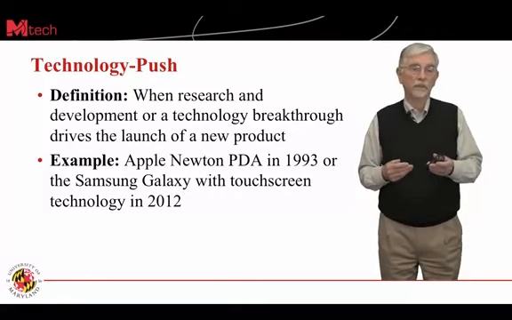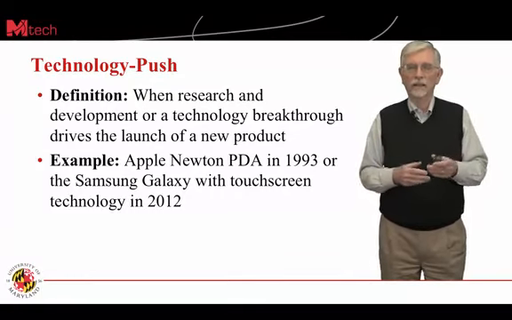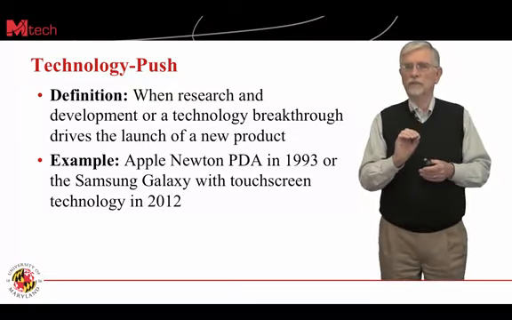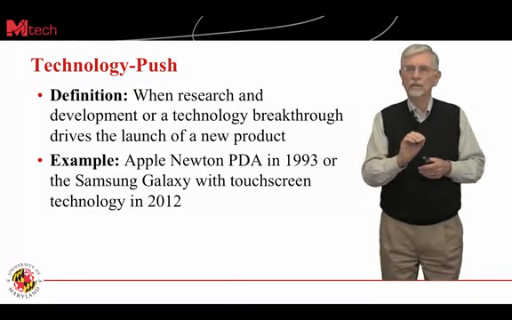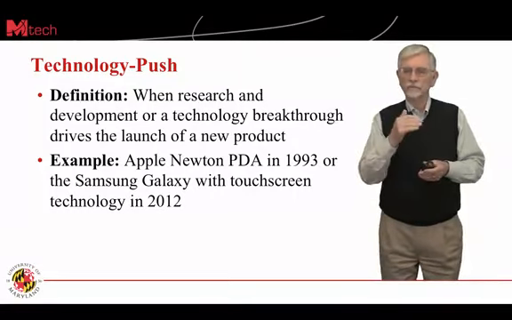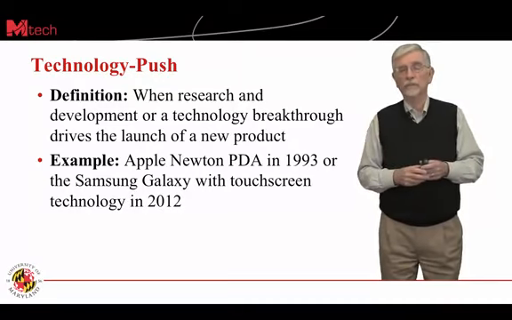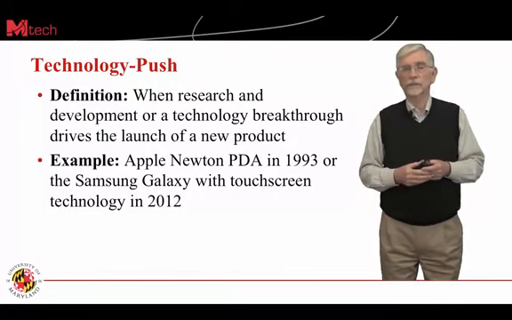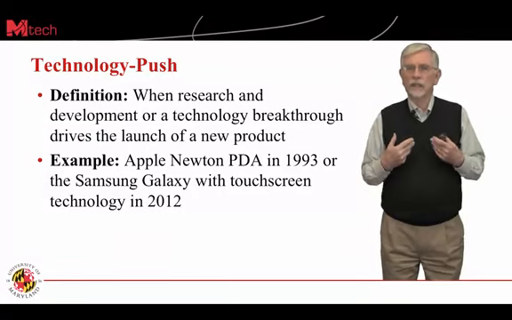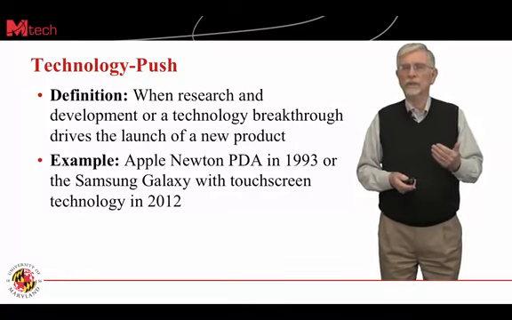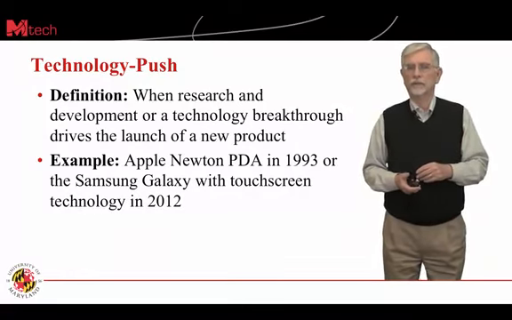And some examples of this are way back in 1993, when the Apple Newton PDA was developed and was way ahead of its time, but it was a real good example of technology push. Pushed way out there, interesting technology. Maybe it wasn't as successful as it could have been, but it was pushed out into the marketplace. And also, now we see in a current example, the Samsung Galaxy with touchscreen technology in 2012 is really an example of a technology push that was pushed out in the marketplace and probably responding to some market need, but basically it was a push of technology.